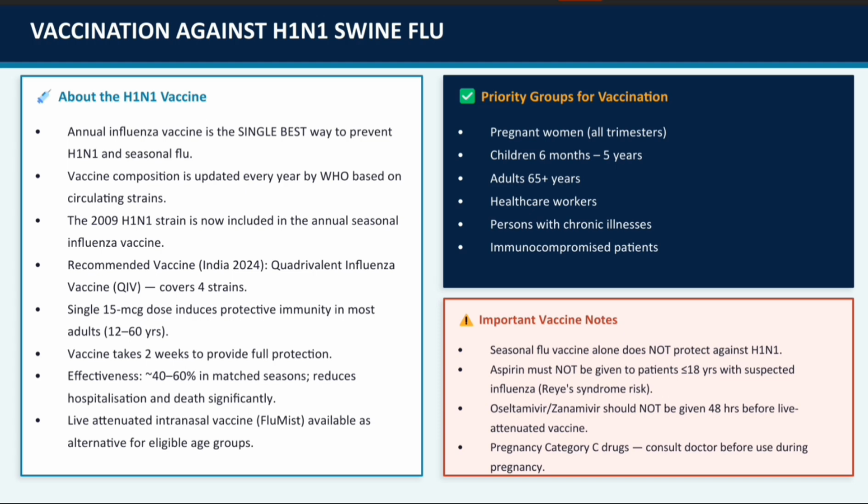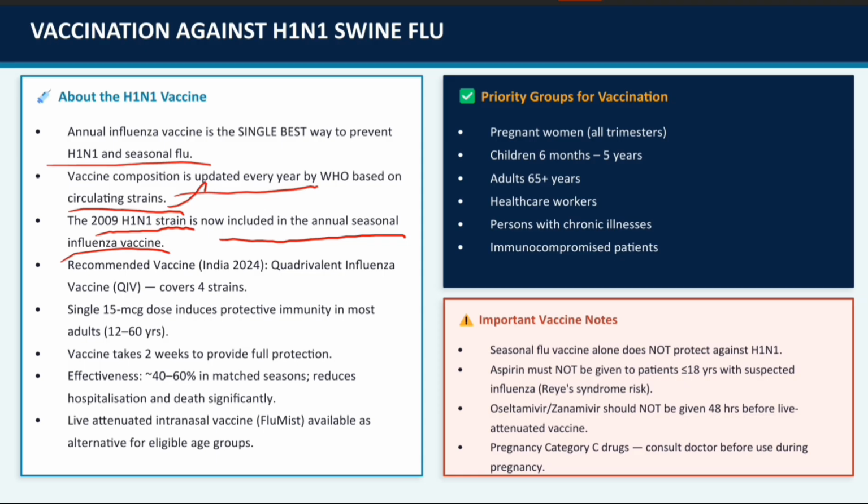Vaccination against H1N1 swine flu. About the H1N1 vaccine. The annual influenza vaccine is the single best way to prevent H1N1 seasonal flu. Vaccine composition is updated every year by WHO based on the circulating strains, because the virus is mutating frequently. The 2009 H1N1 strain is now included in the annual seasonal influenza vaccine.